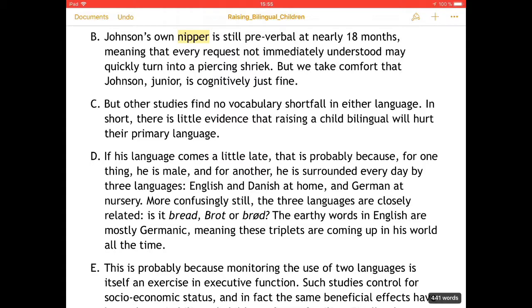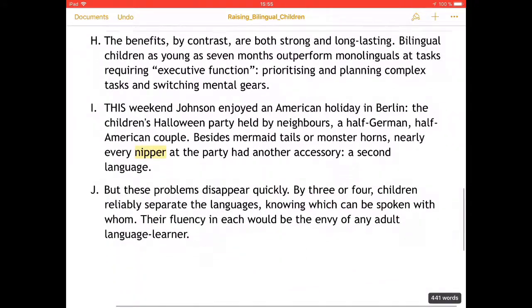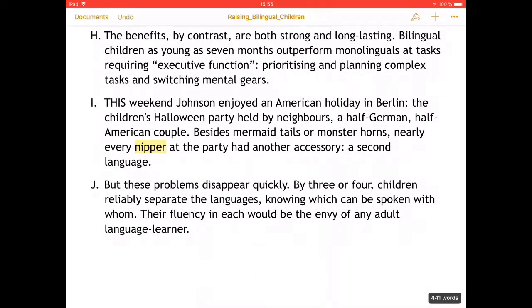Also, it is important to pay attention to repetition. For instance, in paragraph B, we have a word "nipper." This word appears again in paragraph I. Probably they should be next to each other.